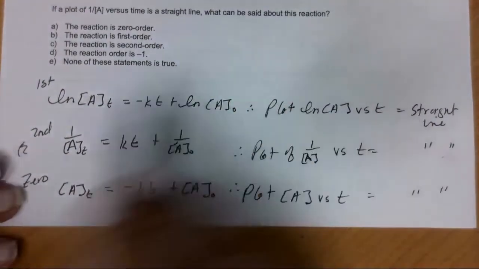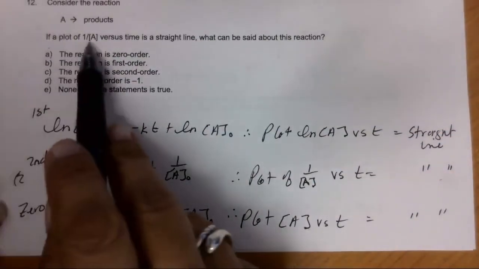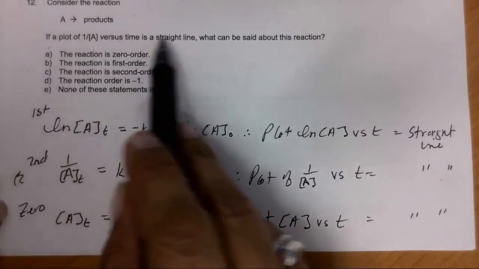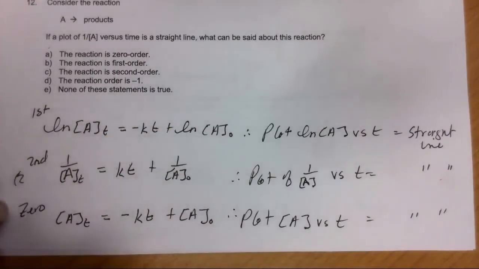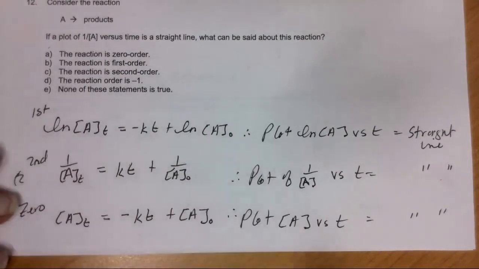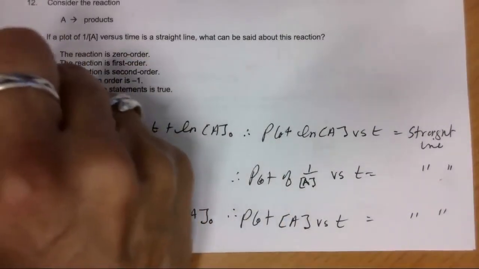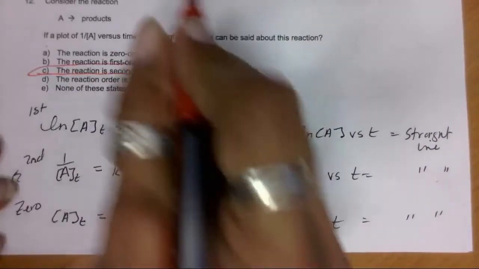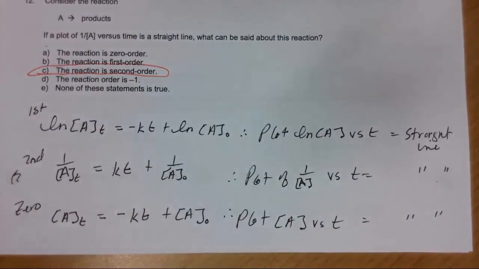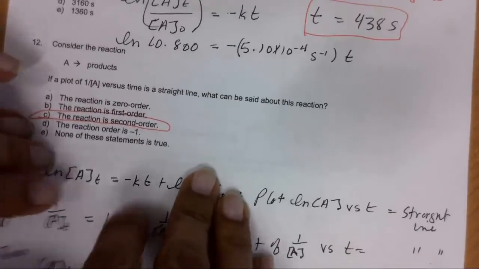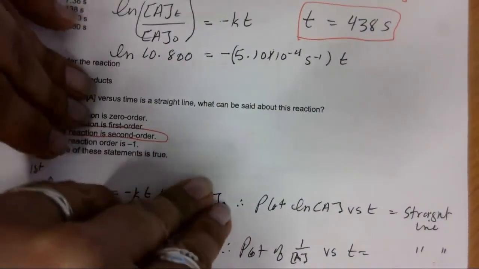So, having reviewed this information, if the plot of 1 over the concentration of A versus time is a straight line, what can be said about this? It's a second order reaction, and you should know this without having to review or look at anything. Okay? Alright, so I think that concludes the problems for Chapter 12.